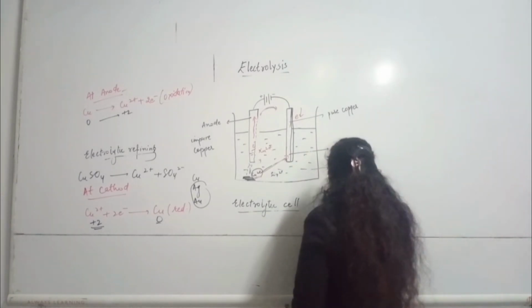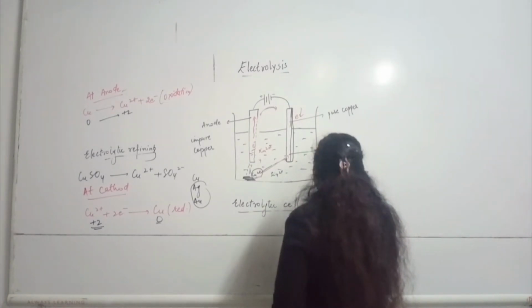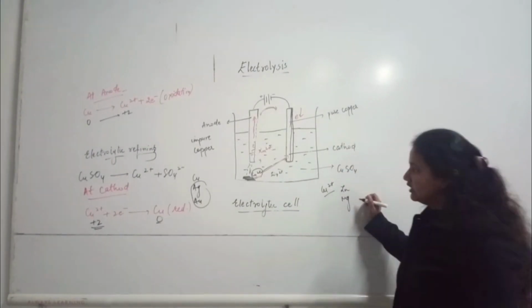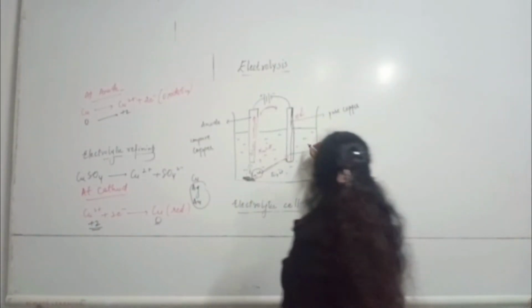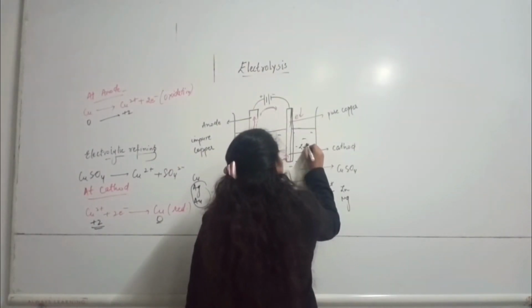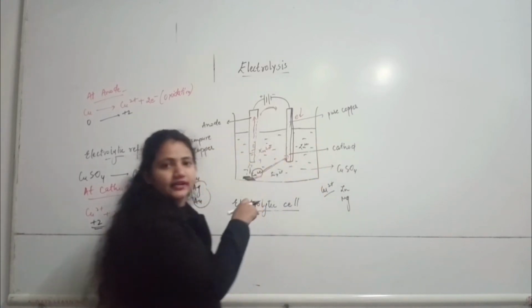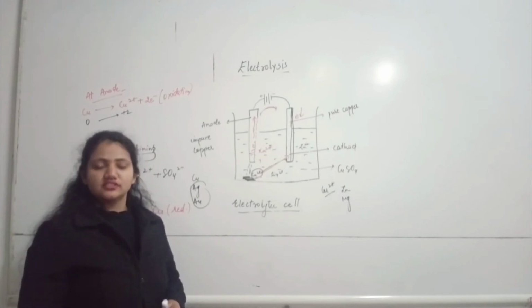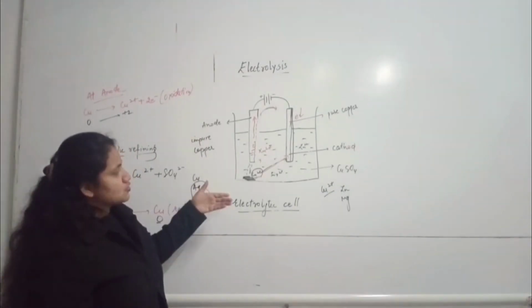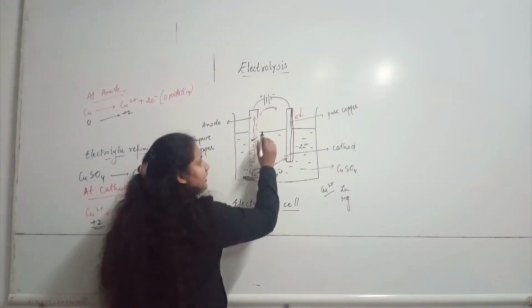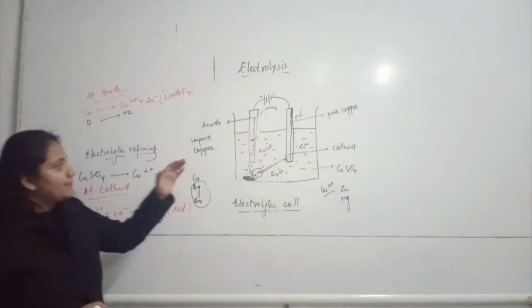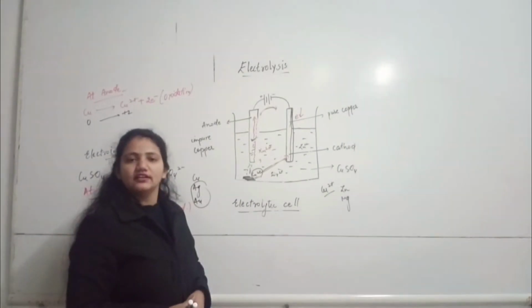Whereas if the copper has impurities such as zinc or magnesium, which are more reactive than copper, the zinc ions will move and accumulate in the electrolyte. Therefore, there will be a need to change the electrolyte after some time. The overall process of purification of copper metal by electrolysis is called electro refining.